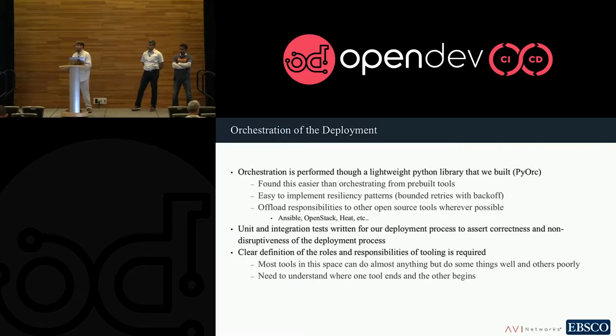It makes it easy to implement resiliency patterns, retries, all sorts of other things. It also makes it really easy to test. One of the important things that we found is testing our deployment process is very important. So we have a set of unit and integration tests that we can run to make sure our deployment process and our Canary process is non-disruptive and functional and it routes traffic however we want to, and that it's correct. That was something very important to us and made it very easy to do when we had this orchestration layer in Python.